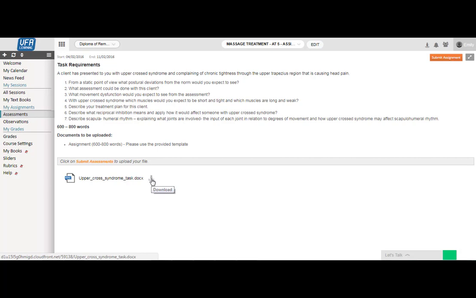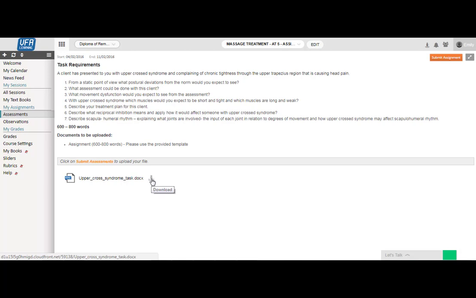So for part 3, what movement dysfunctions would you expect to see when doing these assessments? So if you were to compare these to what you would expect from somebody without upper cross syndrome, what would you see as a difference? Question 4, with upper cross syndrome, which muscles would you expect to be short and tight, and which muscles would be long and weak? So you need to make sure that you're discussing all 4 of those points.